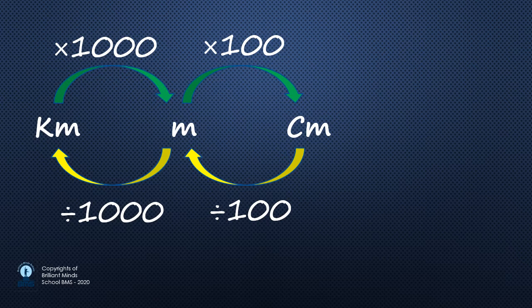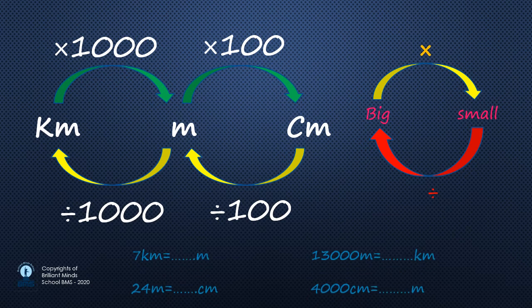How? The big gets bigger by multiplying, and the small gets smaller by dividing. So when we move from big to small, the big wants to be bigger, so we multiply. If we move from small to big, the small wants to be smaller, so we divide.